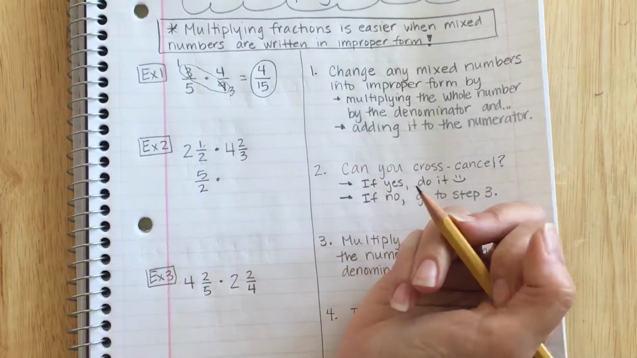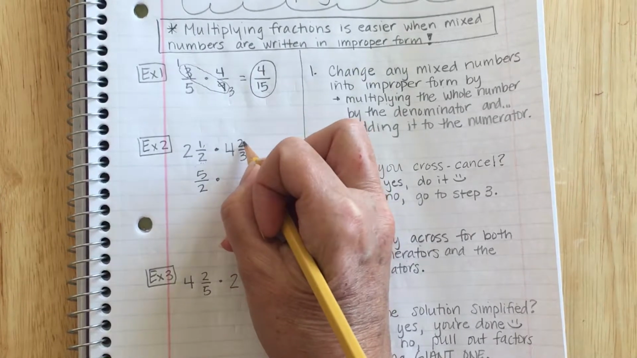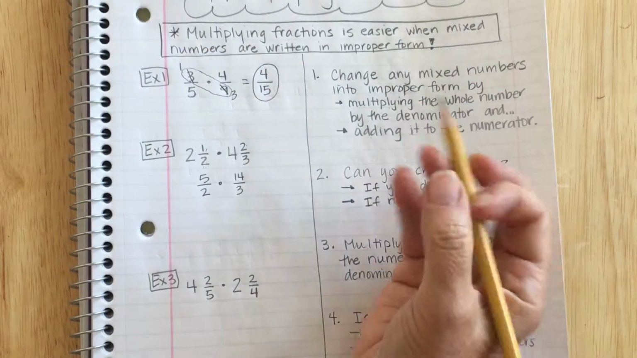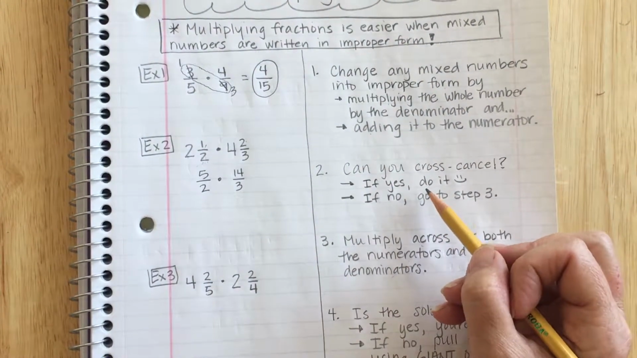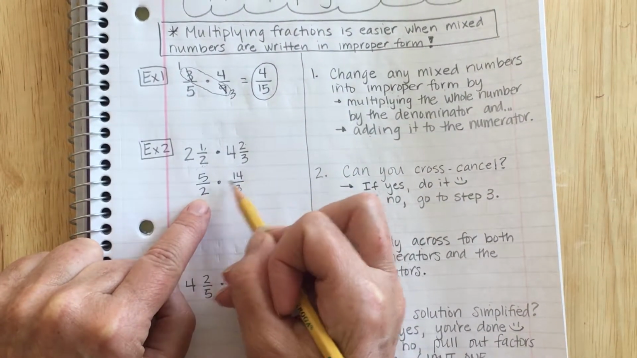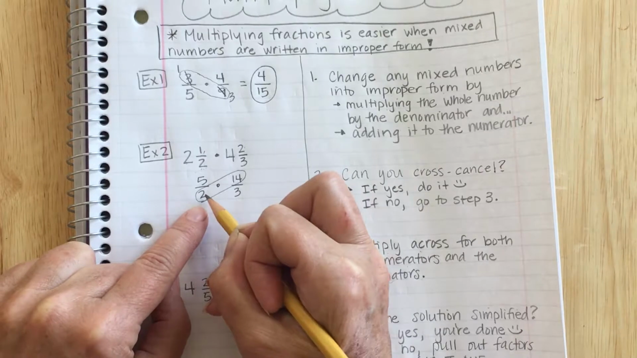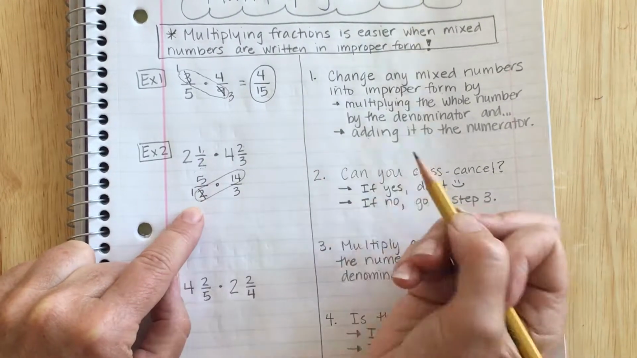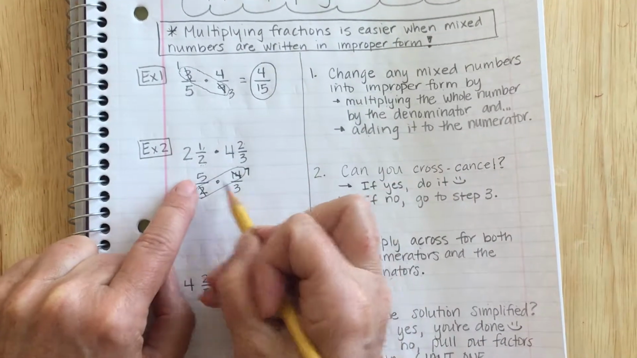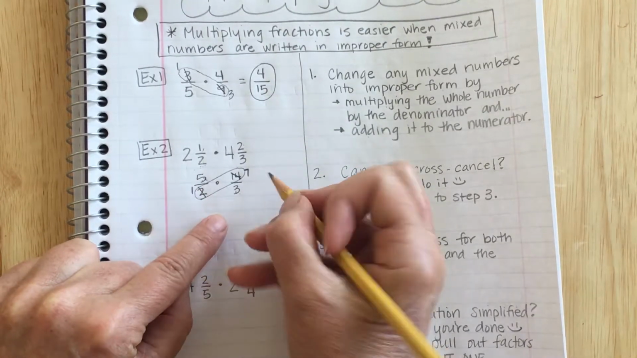Now I'll need to do this for my second mixed number. 4 times 3 is 12. 12 plus 2 is 14. And then I keep my denominator. So now I'm going to move to step 2. Step 2 asks me, can you cross cancel? So I take a look at 2 and 14. 2 and 14 do have a common factor. They have a common factor of 2. 2 goes into 2 one time, so I'm going to cross cancel. 2 goes into 14 7 times. Now let's look at 5 and 3. 5 and 3 do not have a common factor, so I can't cross cancel there.